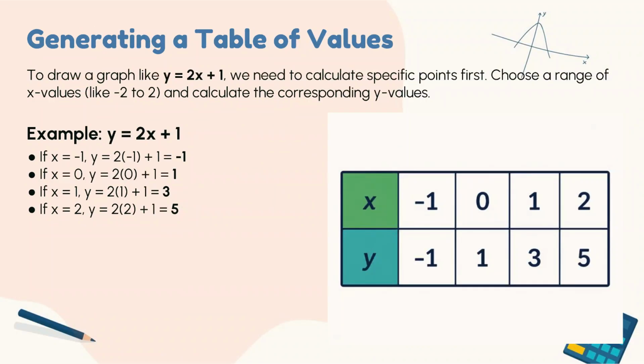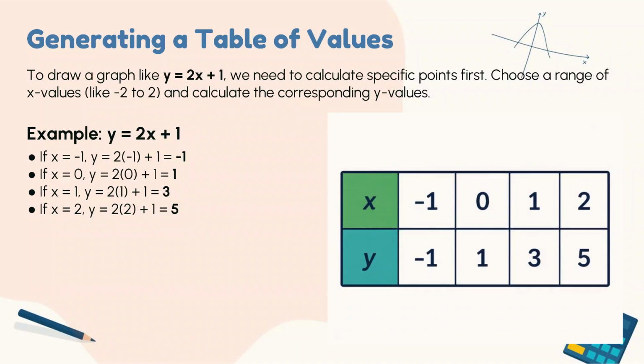To draw a graph like y equals 2x plus 1, we first calculate some coordinates. We do this using a table of values. Choose some x values, such as negative 1, 0, 1, and 2. Then, substitute each x value into the equation. If x equals -1, y equals 2 times -1 plus 1. That gives -2 plus 1, which is -1. So one coordinate is -1, -1.